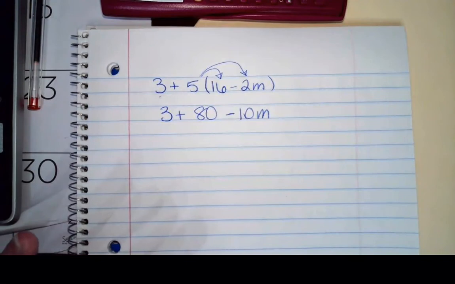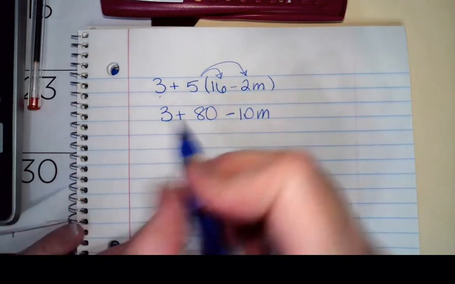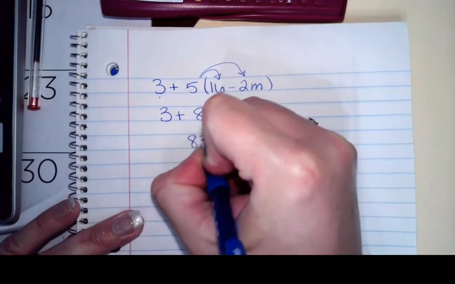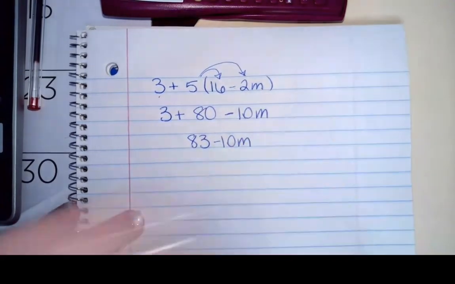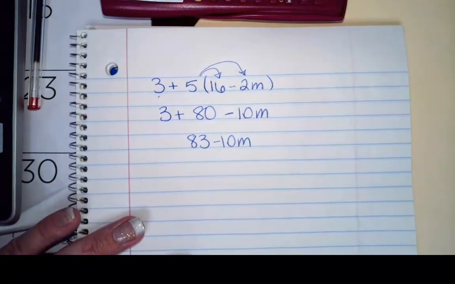And from here, now I can combine like terms. So 80 plus 3 is 83, minus 10m. Okay?